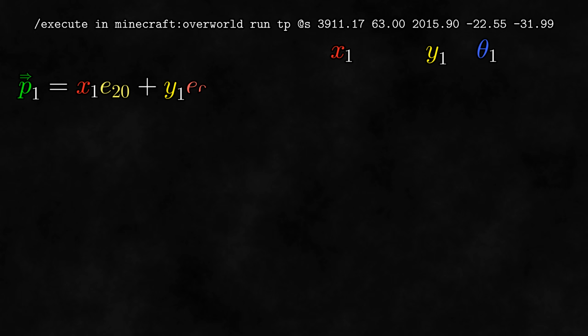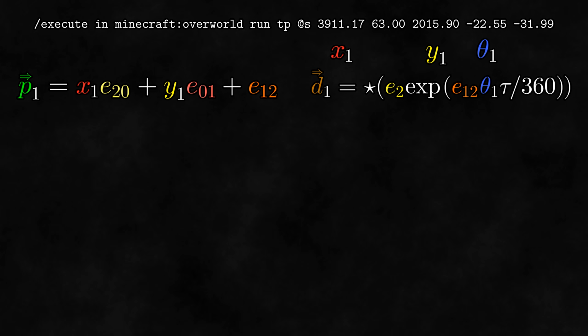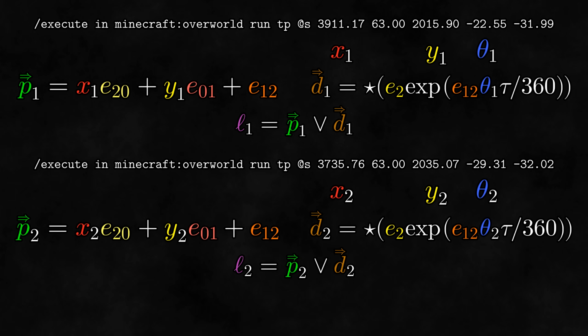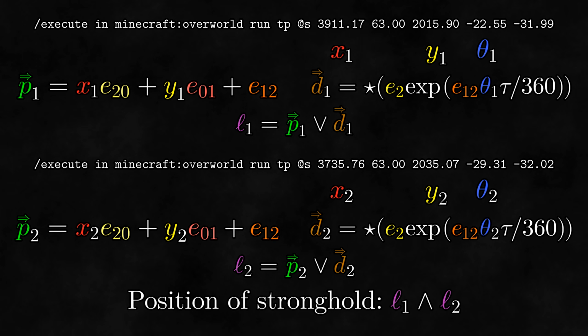We can then convert the coordinates to a 2D PGA point. For the facing angle, we can find a point at infinity in that direction by using that angle in a rotor. The coordinate system of Minecraft is a bit funky, but here's what you actually have to calculate. Then, taking the join of the point you are standing on and this point at infinity, we get the line the stronghold is on. Moving a bit perpendicular to this line, I threw another eye and repeated the process. After getting these two lines, we can just calculate their meet to get the position of the stronghold.